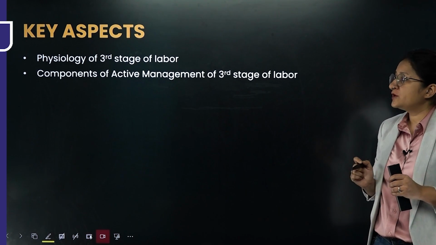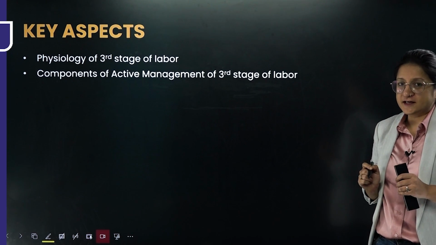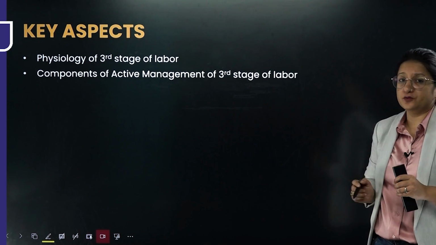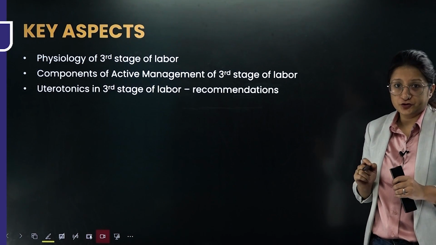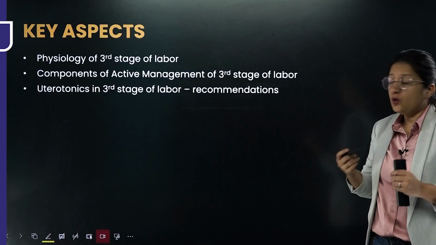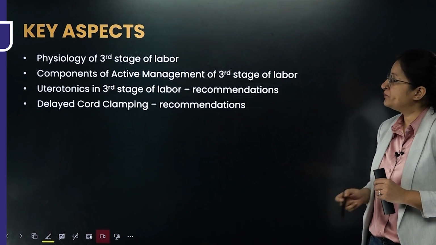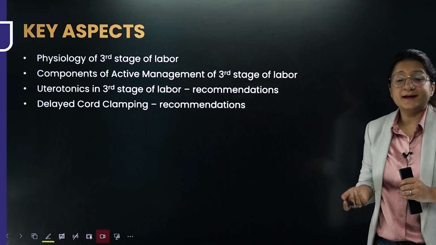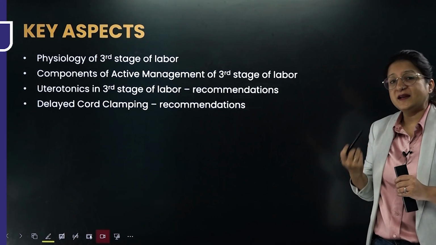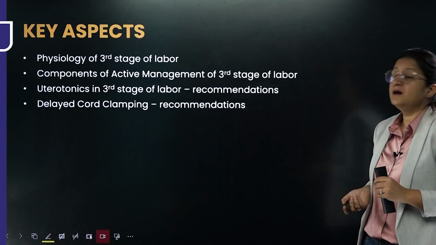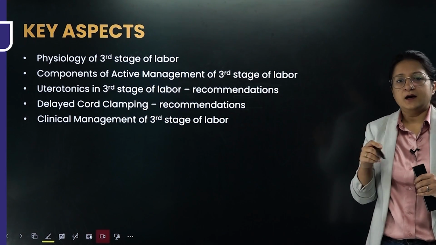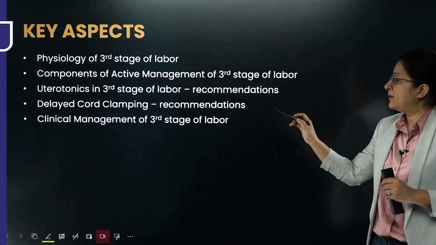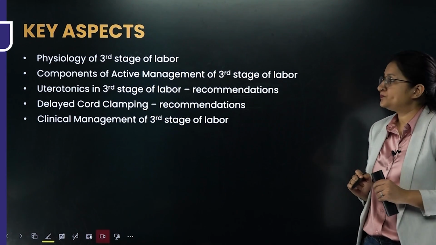We're going to talk about the components of active management of third stage of labor and the importance of each of those components in detail. We're going to discuss uterotonics in the third stage of labor, compare them, know the recent recommendations as well. We're going to talk about delayed cord clamping in detail. What are the benefits of delayed cord clamping? What are the recommendations regarding it, right? And then finally, yes, we will summarize in the end about the clinical management also.